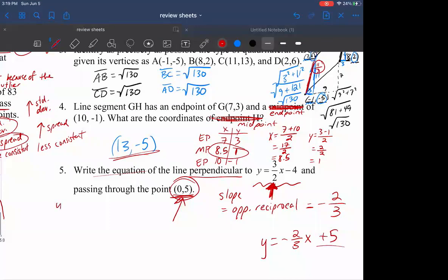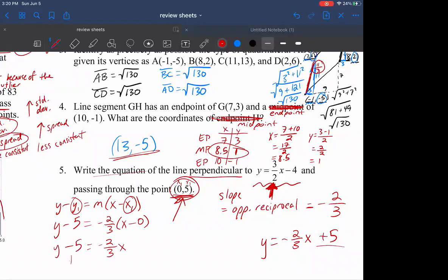Remember, y minus y1 equals m times x minus x1. So you would just replace the y1 and x1 with these points. This is your x point. This is your y point. So y minus 5, because that was the y value from the point, equals negative 2/3 times x minus 0. But x minus 0 is just x, so I can get rid of that.